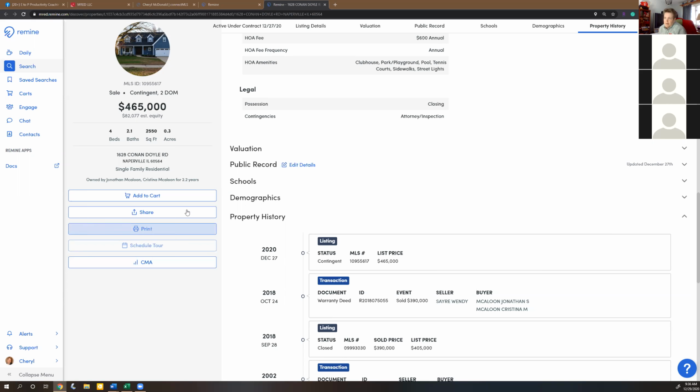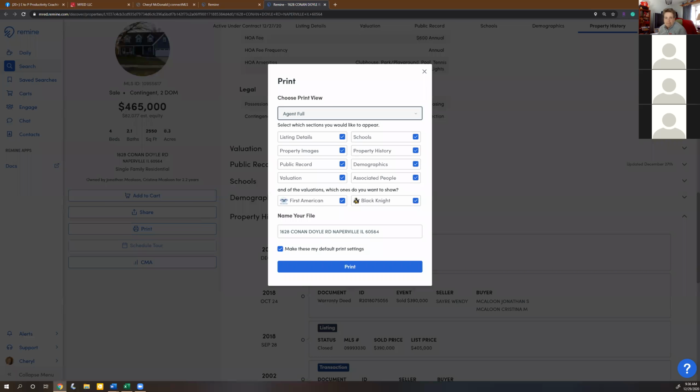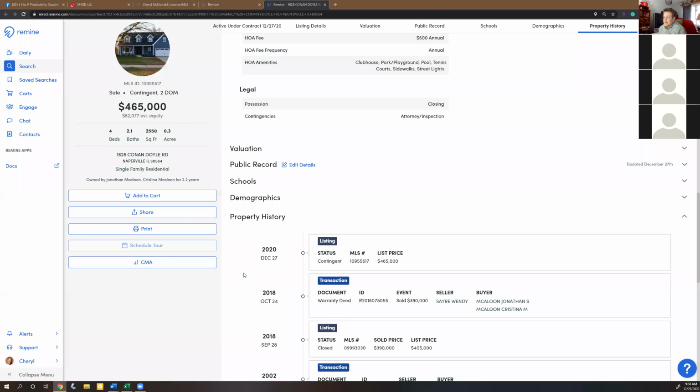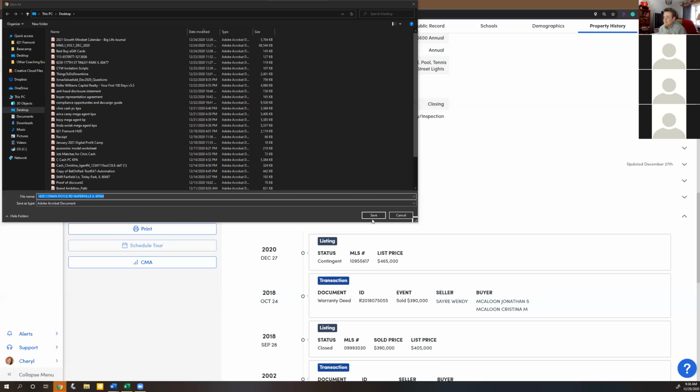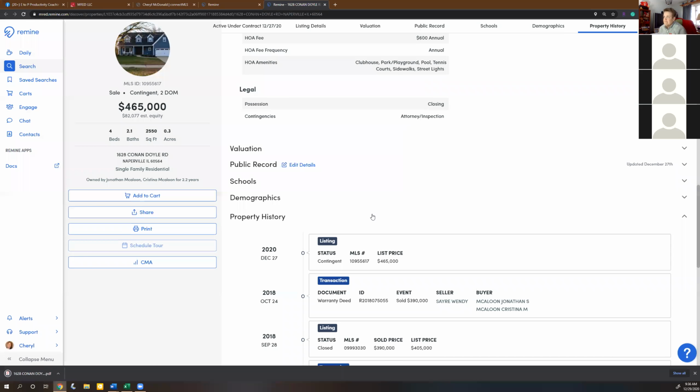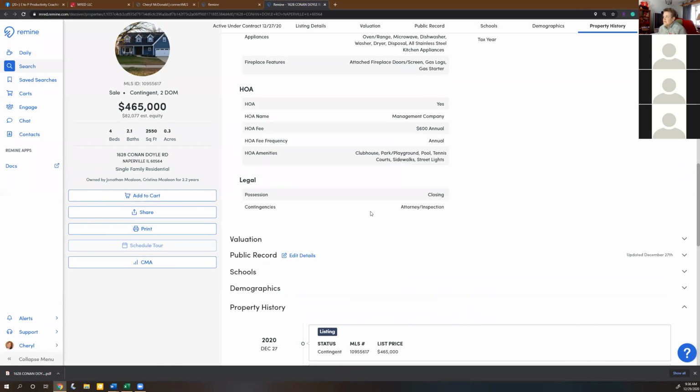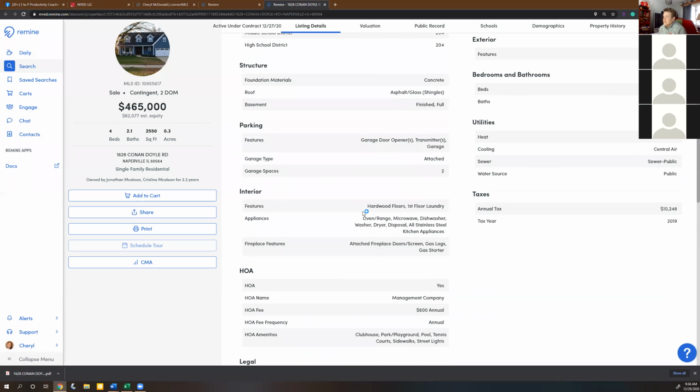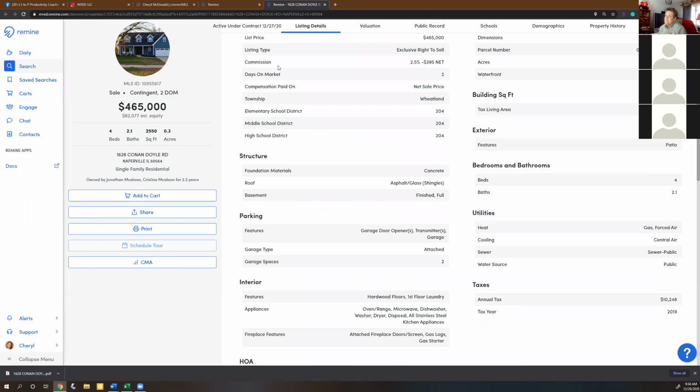So what I'm going to do is click print, choose agent full, and print. But what I'm really going to do is save this as a PDF so that I can reference back to it anytime I want to. All right. So now that I have that information and can open it whenever I want to, I'm going to go back to the MLS.